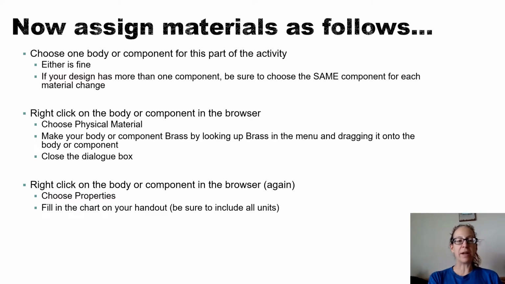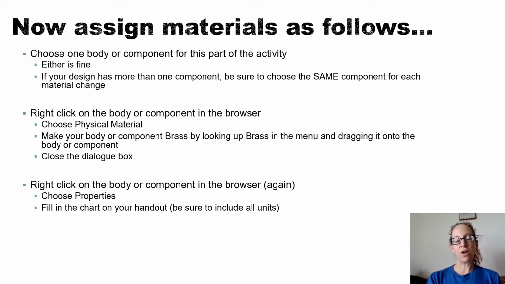Right click on the body or component in the browser. The browser's over on the left-hand side, and you're going to right click on it, and then choose physical material from that menu. Make your body or component brass. Now, probably you would not do a dollhouse table in brass, but for the sake of this exercise, you're going to do that by looking at brass in the menu and dragging it onto the body or component, and then close the dialog box.